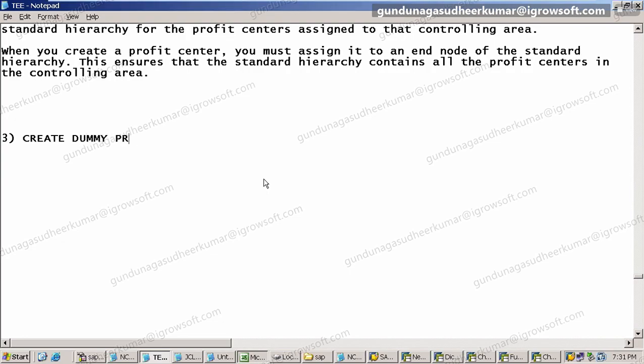Sir, in which case do we have to remove the elimination of internal business volume? Can you explain? It is the client requirement. If they want to consider the business between the profit centers, we will not put that in. If they don't want it, we will put that in. As per the requirement of our client. Okay, sir. Now step 3: create dummy profit center. Note down everybody.